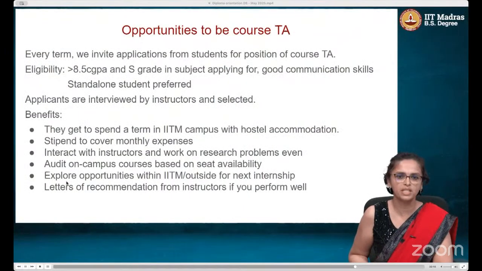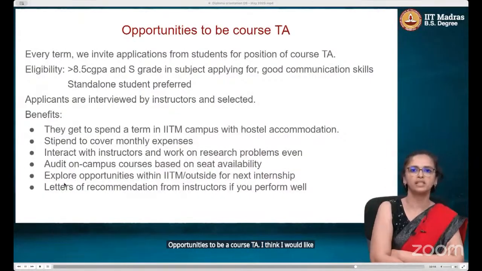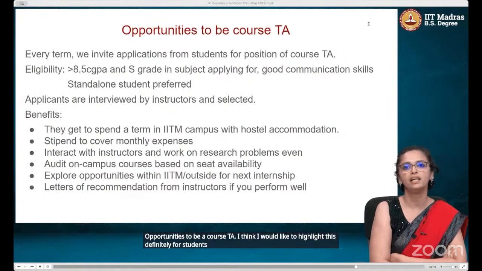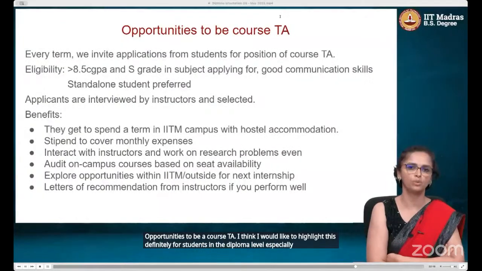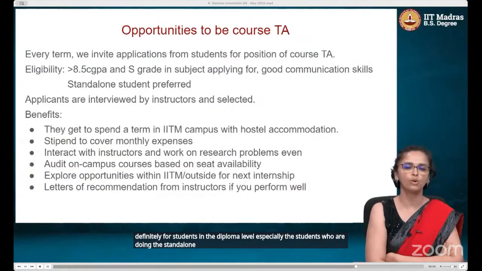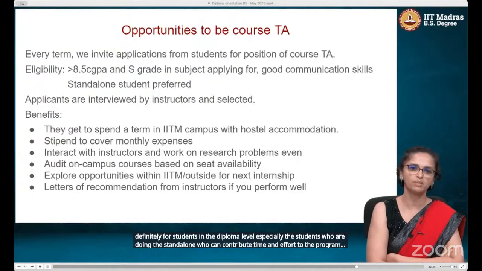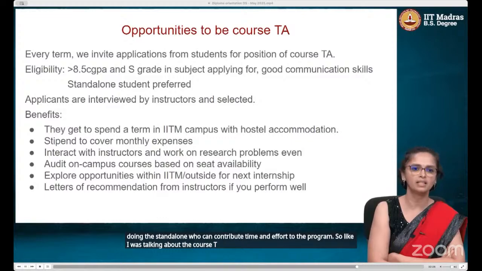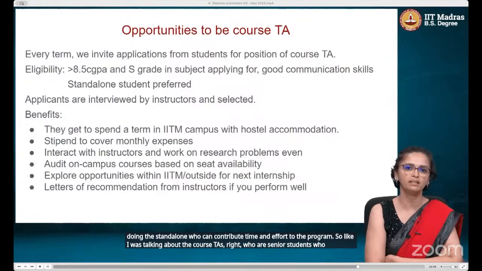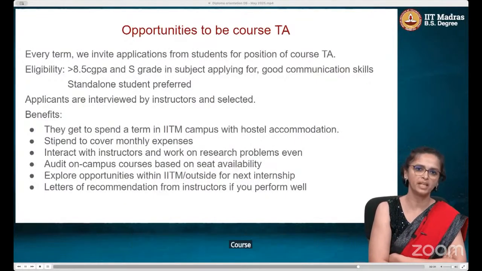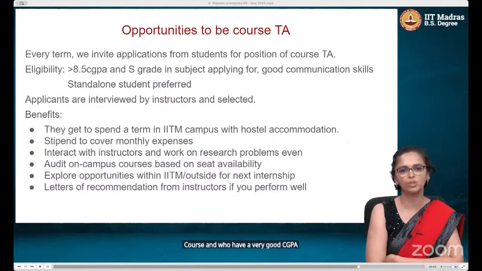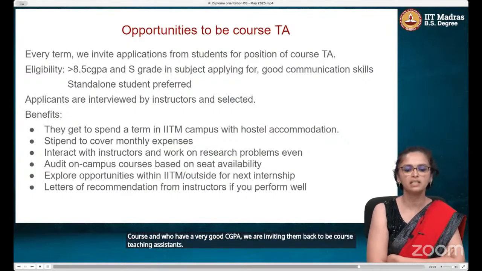Opportunities to be a course TA. I would like to highlight this definitely for students at the diploma level, especially the students who are doing the standalone program, who can contribute time and effort to the program. Like I was saying about the course TAs, who are senior students who have done well in the course and who have a very good CGPA, we are inviting them back to be course teaching assistants. This is the way that we operate.